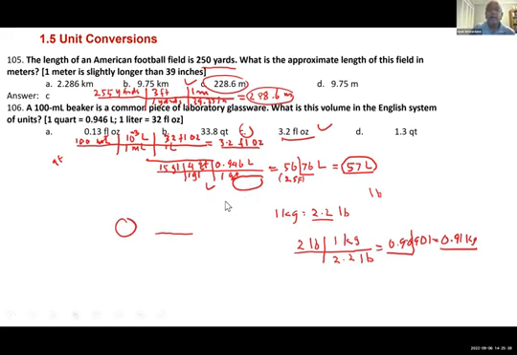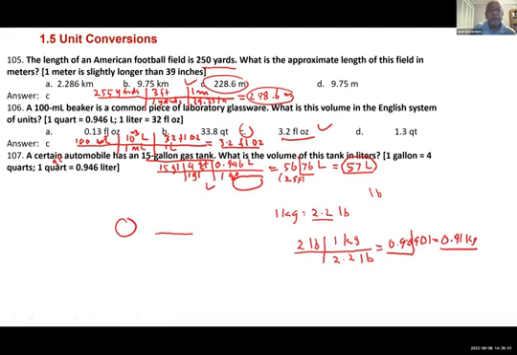Fluid ounces. I did the calculation. Again, I had to start with 1000 milliliters, converted to liters. Fluid ounces, the conversion factor is here, 1 liter. Then I get 32 right here, 3.2.